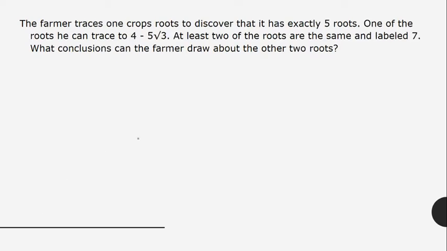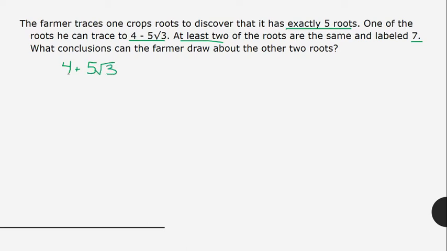The farmer traces one crop's roots to discover that it has exactly 5 roots. One of the roots he can trace to is 4 minus 5 root 3. At least 2 of the roots are the same and labeled 7. What conclusions can the farmer draw about the other 2 roots? Well, just like in our last one with the complex conjugate root theorem, if we have 4 minus 5 root 3, that means we also must have 4 plus 5 root 3. So that would be another one.